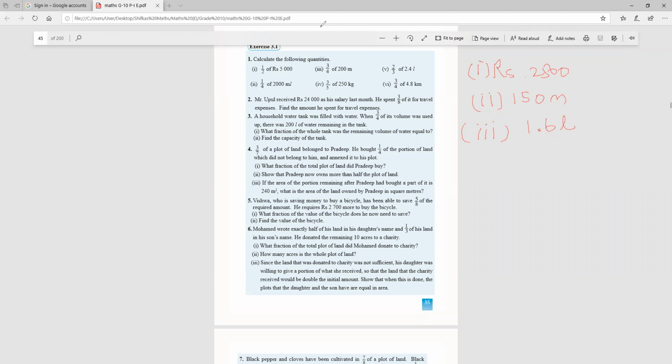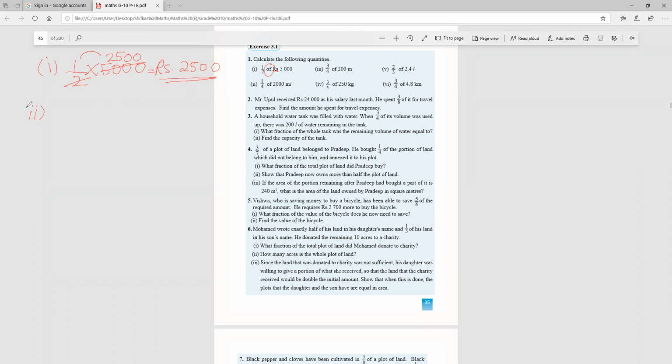Okay, listen here, children. As you are asking for an explanation, I told you "of" means multiplication. Is it clear? What is the meaning of "of"? "Of" means multiplication. First one: half of 5,000. 5,000 divided by 2 is 2,500. 1 into 2,500 is 2,500. This is rupees, so the answer is also rupees 2,500.